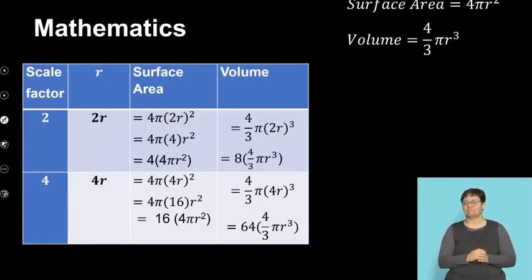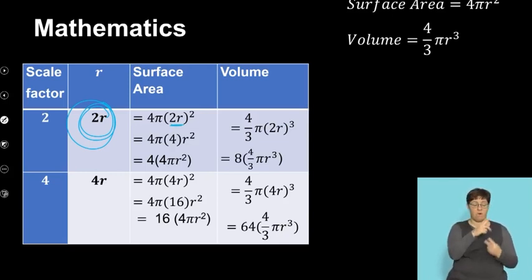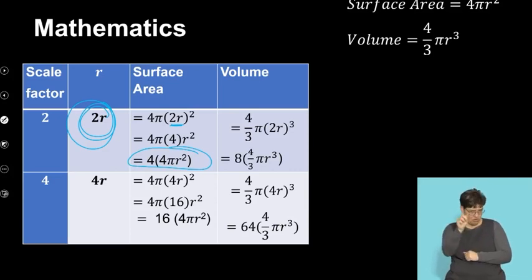So now for the scale factors, I have actually written that the new r is 2r because I've multiplied it by a scale factor of 2. And if I substitute it into the formula, I can see that it becomes 4 pi times 4 times r squared, which is just 4 times my original surface area. So my theory was correct. It is my scale factor squared times the old surface area to get the new surface area.